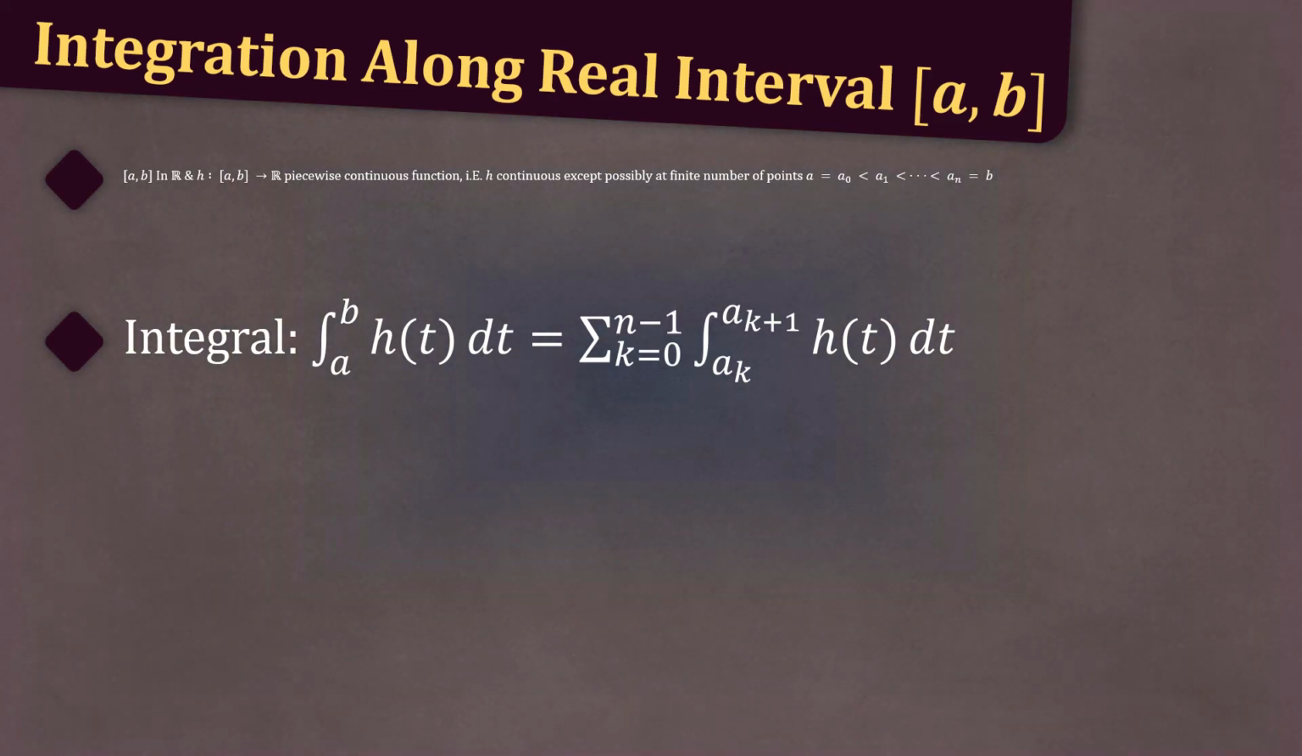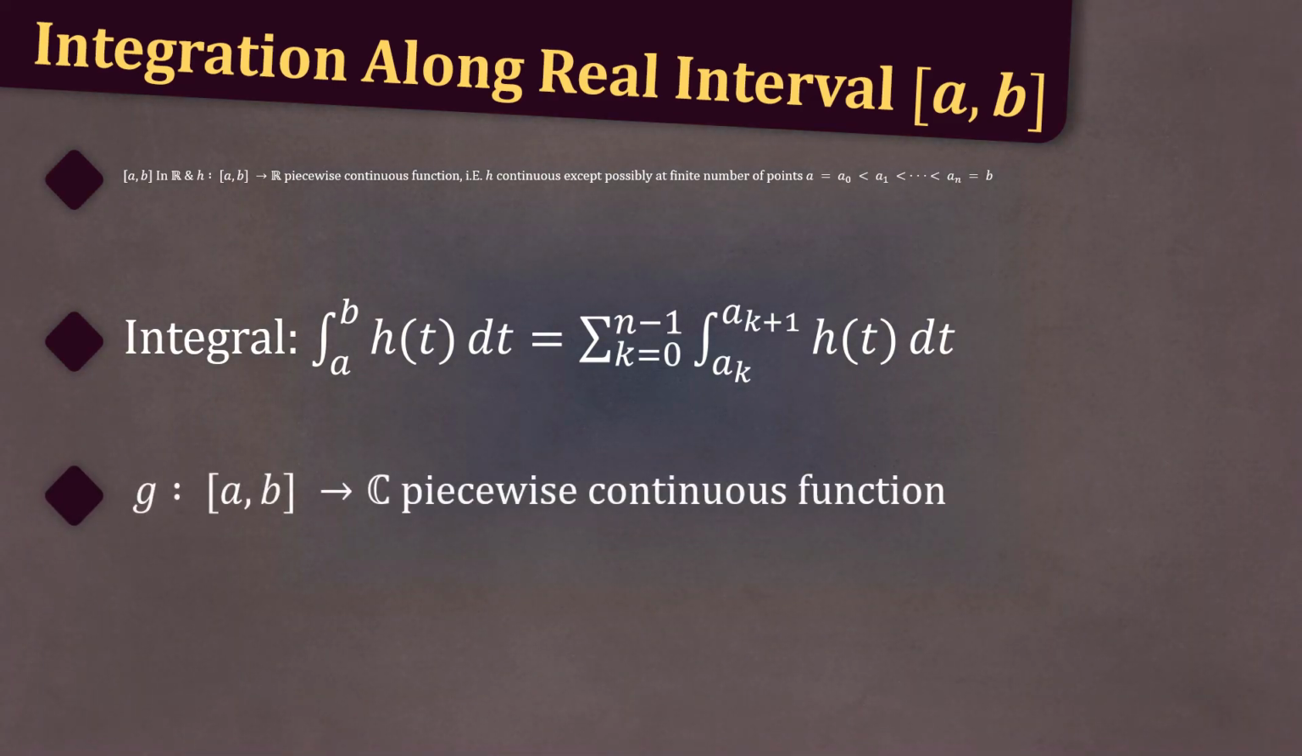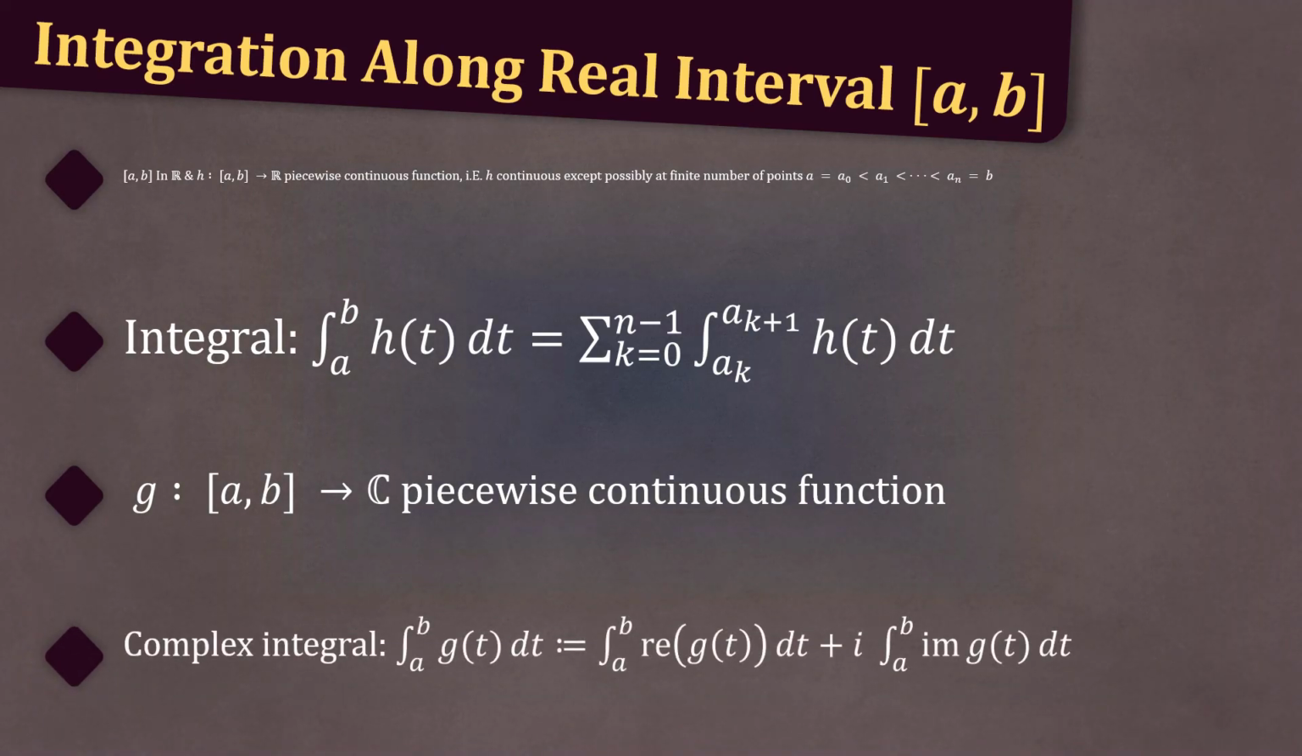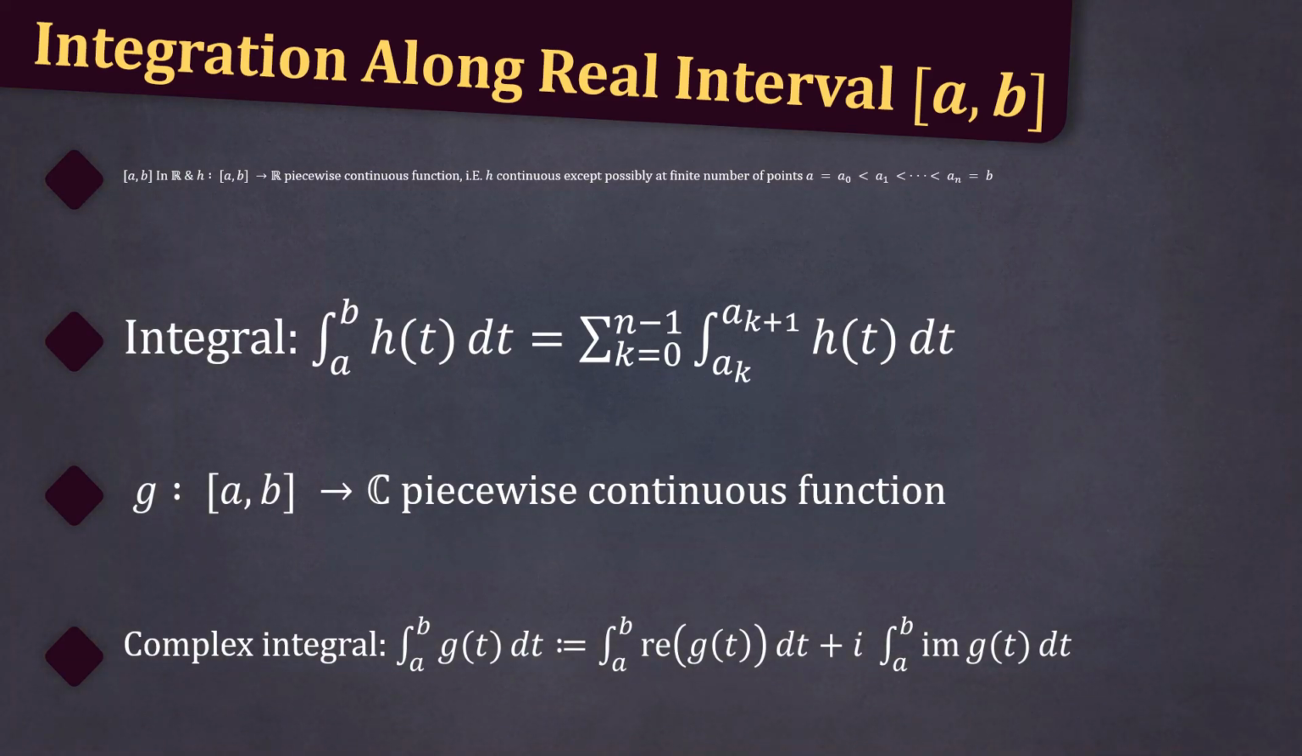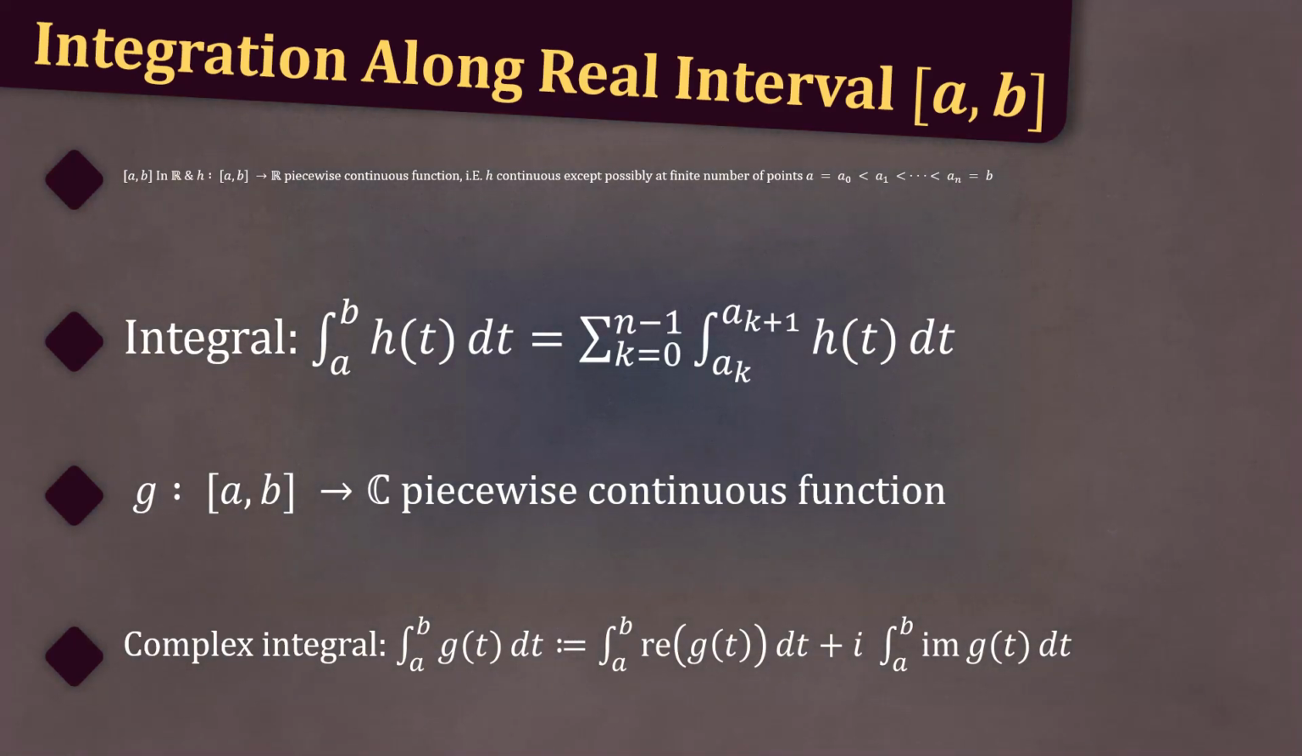Now let g be a function from the interval [a, b] to the complex numbers, a piecewise continuous function. Then we define the complex integral from a to b of g(t) dt as the integral from a to b of the real part of g(t) dt plus i times the integral from a to b of the imaginary part of g(t) dt.